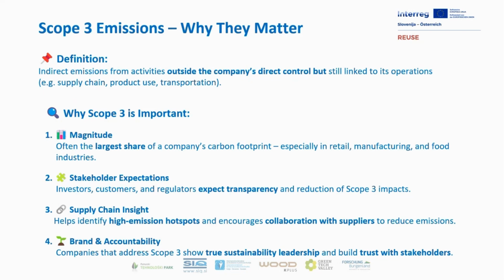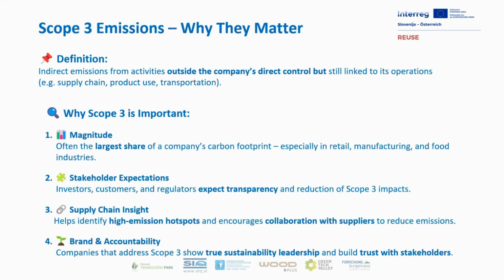Even though they are indirect, Scope 3 emissions are crucial for understanding the full environmental impact of an organization and for designing meaningful carbon reduction strategies. So why are Scope 3 emissions so important? Well, first, because of their magnitude. In many organizations, Scope 3 emissions make up the majority of total emissions. Take the retail sector, for example: emissions from raw material extraction, transportation, and product disposal can far exceed those from direct operations.